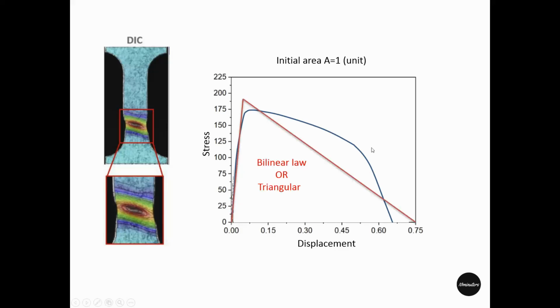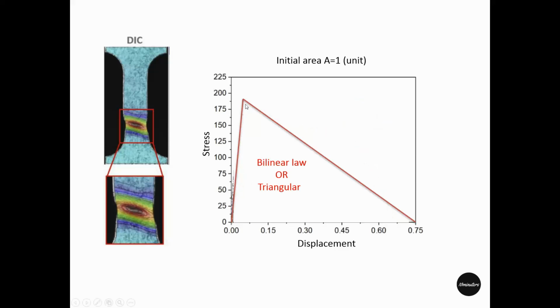One way to replace this curve is to use a triangle or bilinear cohesive law. During this process, we must be careful that the area under this blue curve is as close as possible to the area under this red curve. It is also possible to replace the original curve with a trilinear curve. This is commonly known as the trapezoidal cohesive law. Nevertheless, we are again careful that the area under this original blue curve is as close as possible to the area under this trapezoidal curve.